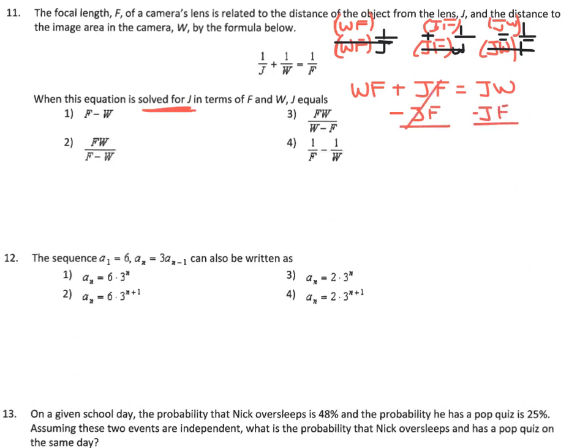So when I do, on the left I'm left with wf, and on the right, these are not like terms because this says jw and this says jf. In order for them to be like terms, they'd have to have the same exact variables. So I'm just going to leave that as is, as jw minus jf.